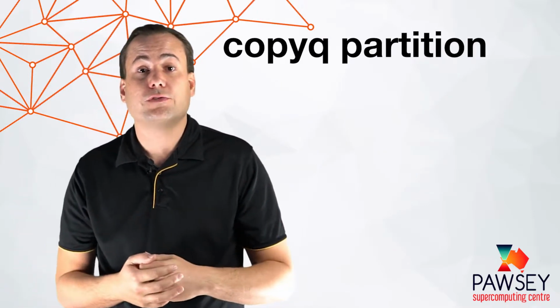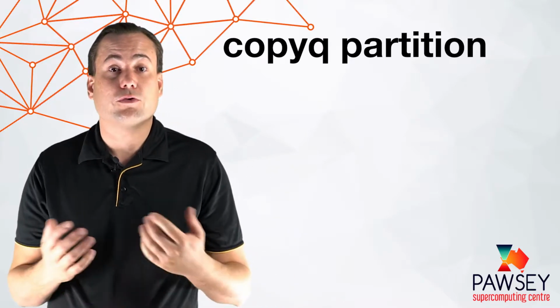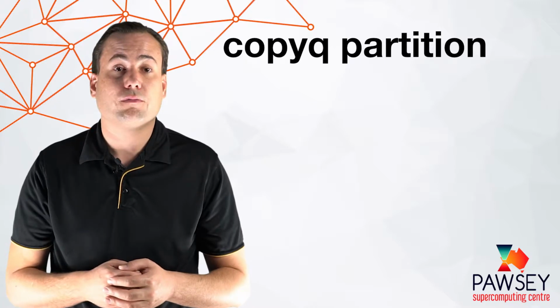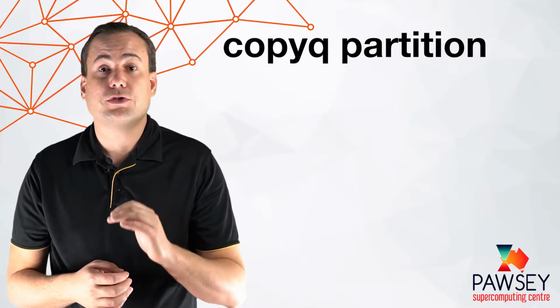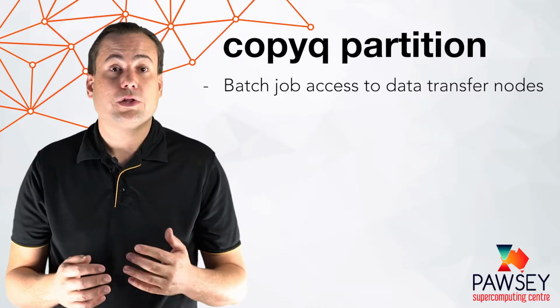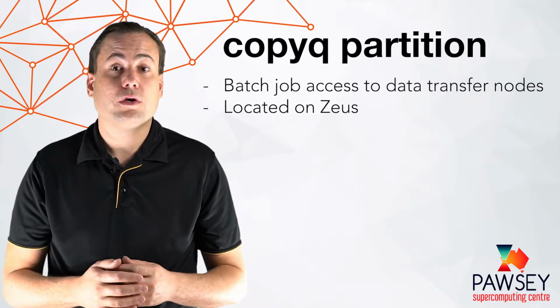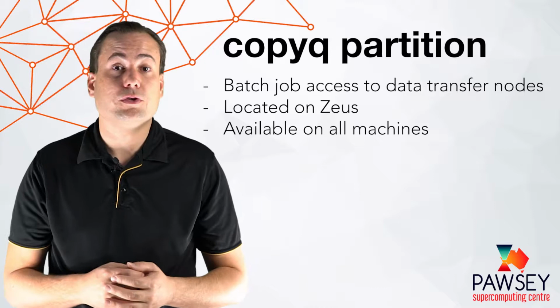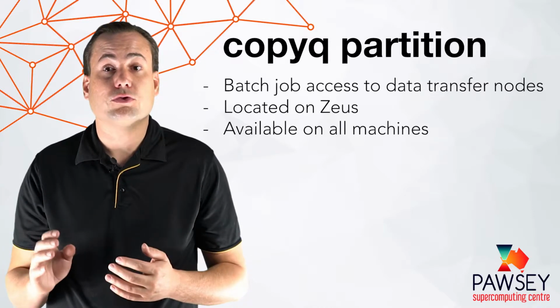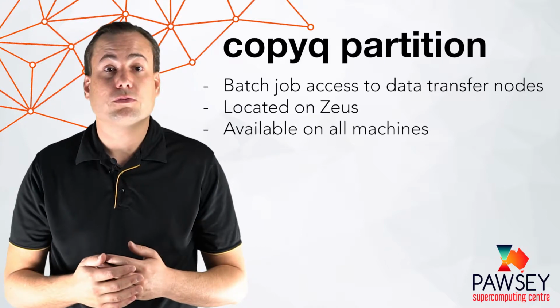These commands should use the same username and password as a normal SSH login. While performing transfers remotely is the most straightforward approach for manual file transfer, it is often preferable to automate data transfers. The Copyq partition provides access to the data transfer nodes via the SLURM scheduler. This partition is available on Zeus, but can be accessed from all Pawsey supercomputing systems. As data transfers are typically a serial job, no srun is needed in the job script.